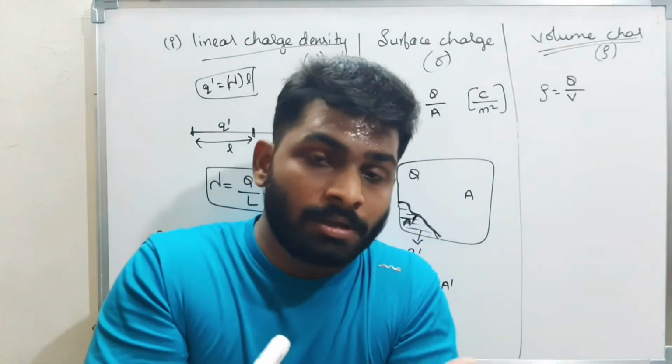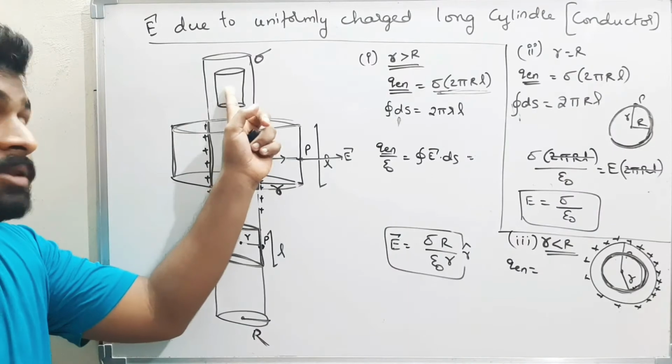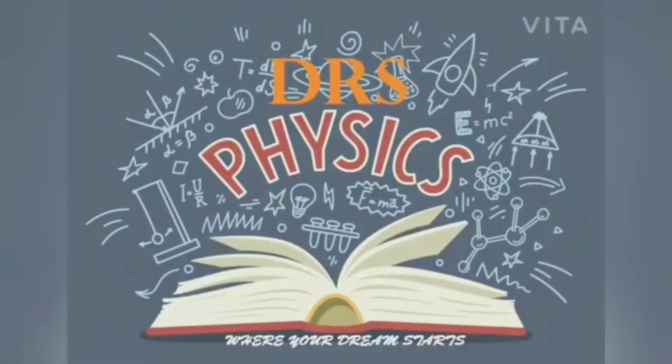Throughout the body, the charge will be only this much: the length of the cylinder inside this Gaussian surface. This is the Gaussian surface. What is the charge present in the Gaussian surface? 2 pi small r integer. Now use the same formula.